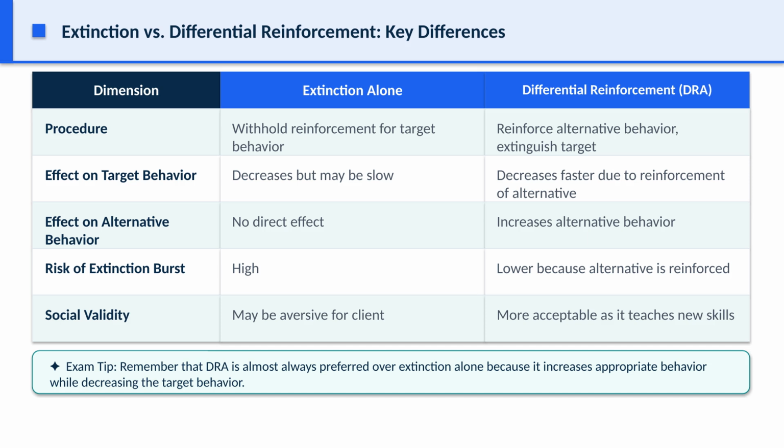In contrast, differential reinforcement combines extinction of the target with reinforcement of an alternative behavior. This leads to faster reduction of the target behavior because the alternative is strengthened, lowering the likelihood of an extinction burst. It also teaches a new, functional skill, making it more socially acceptable and client-friendly.